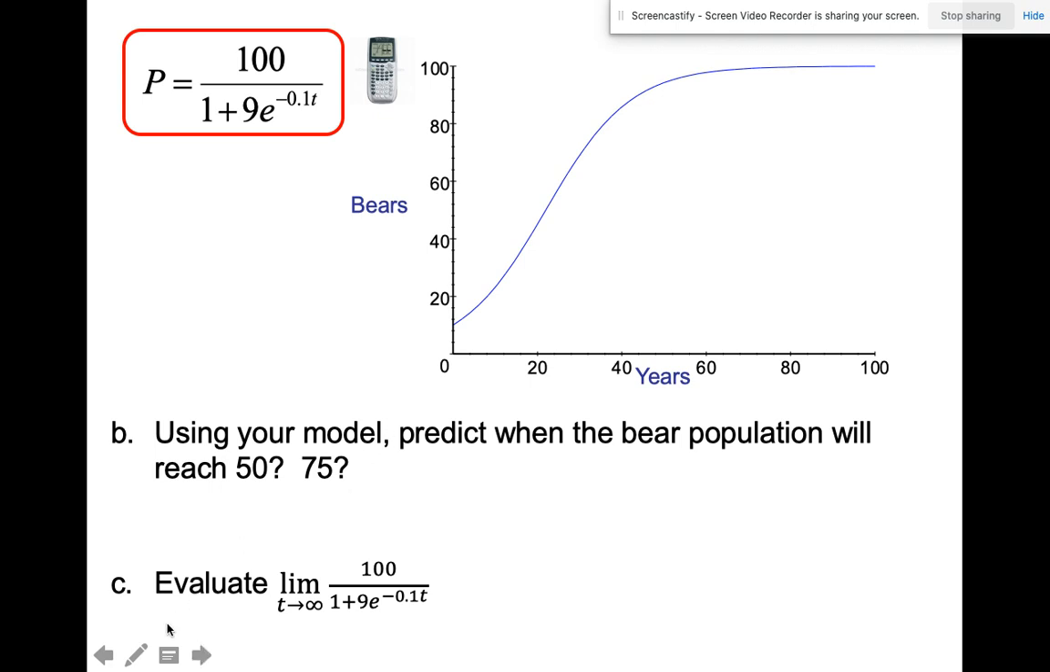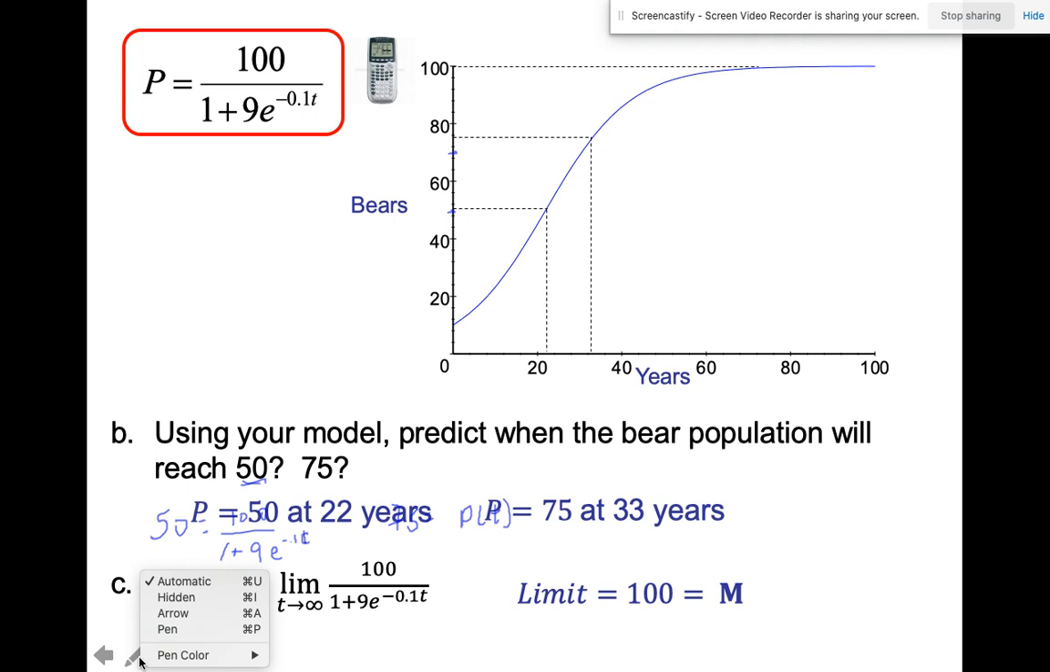So B says using your model, predict. Again, you have a calculator in your hand. Do not do a lot of math. Plug in 50. Plug in 75. And then use your calculator. And in Y2, graph Y equals 50. And in Y3, graph Y equals 75. And use intersection to find your answer.